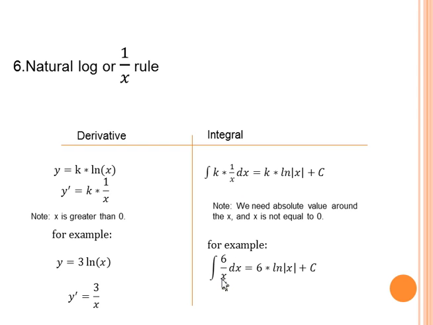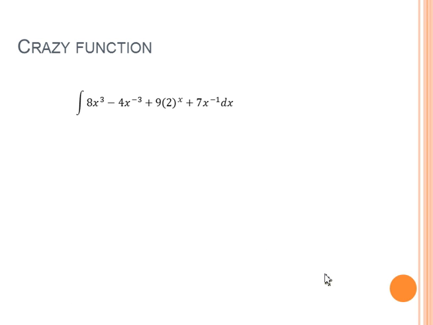Okay, so 6 over x is the same as 6 times 1 over x. So that's 6 times the natural log of x, and then our plus c.